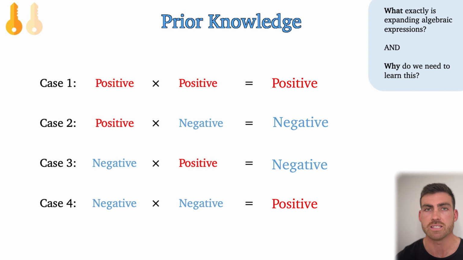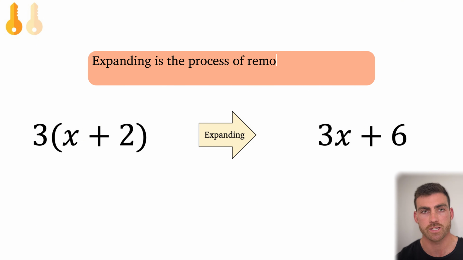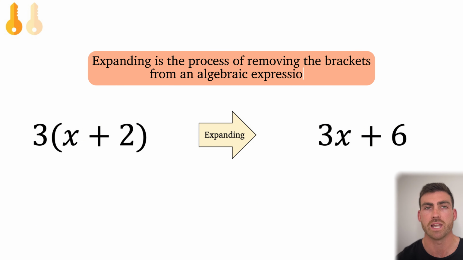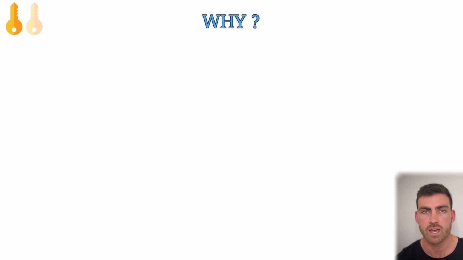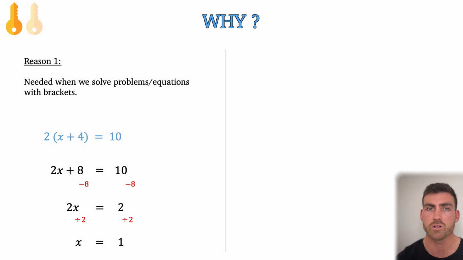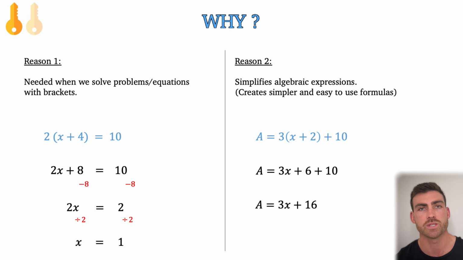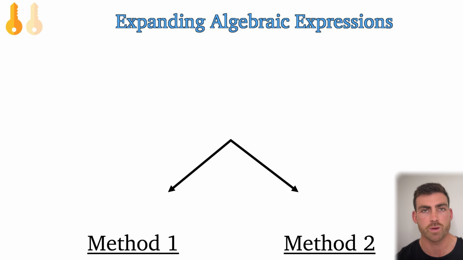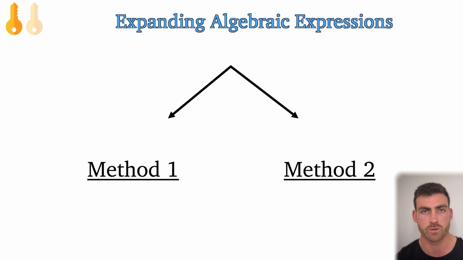So what exactly is expanding algebraic expressions, and why do we even need to learn this? Expanding is the process of removing the brackets from an algebraic expression. This skill is critical to learn because it is needed when we solve problems that involve equations with brackets. As well, it helps us simplify our algebraic expressions, or in other words, allows us to create simpler, easier to use formulas. There are two methods that could be used to complete this skill.